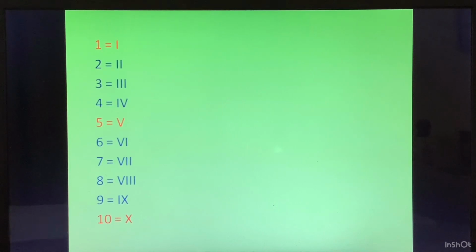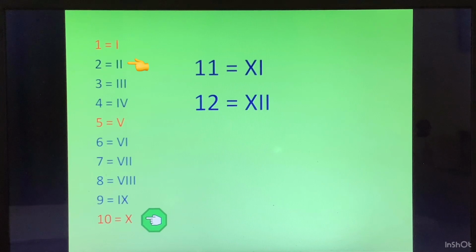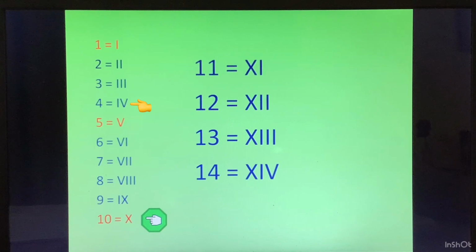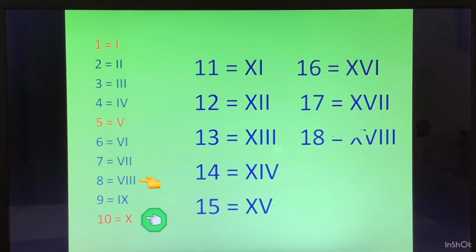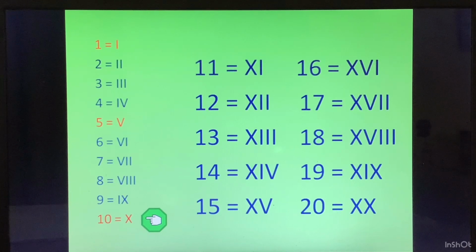11 is basically 10 plus 1. So we will take 10 here and 1 from the top. 10 plus 1, so 1 will come on the right of 10, XI. 12 is 10 plus 2, X and 2, II. 13, 10 plus 3, X and 3 is III. 14, 10 plus 4, XIV. 15, 10 plus 5, XV. 16, 10 plus 6, XVI. 17, 10 plus 7, XVII. 18, 10 plus 8, XVIII. 19, 10 plus 9, XIX. 20, XX.